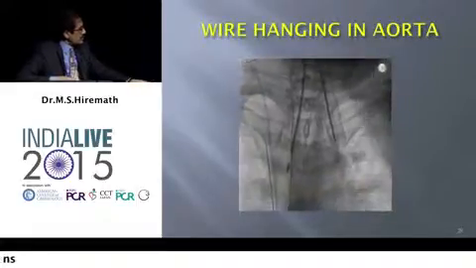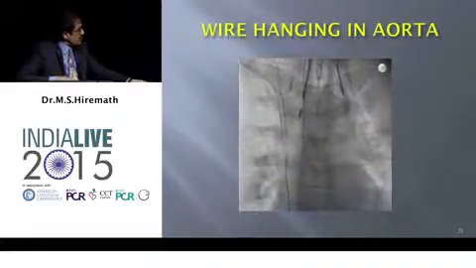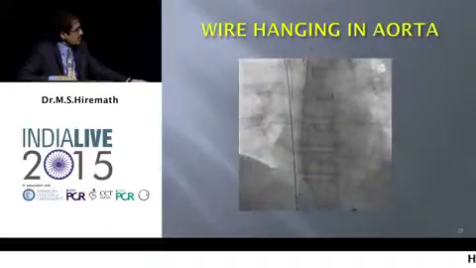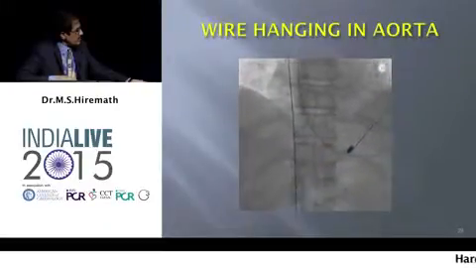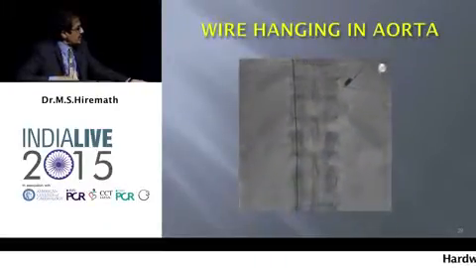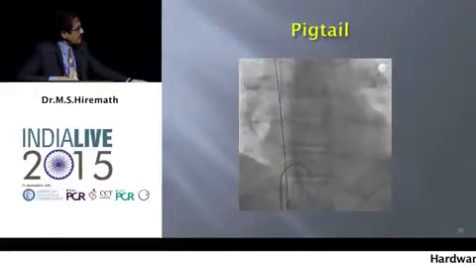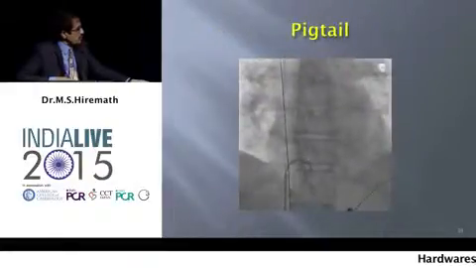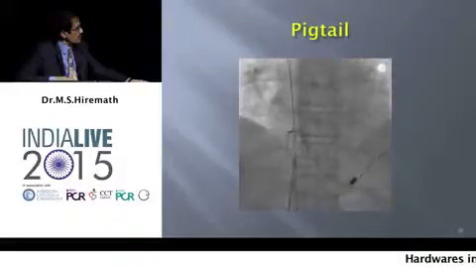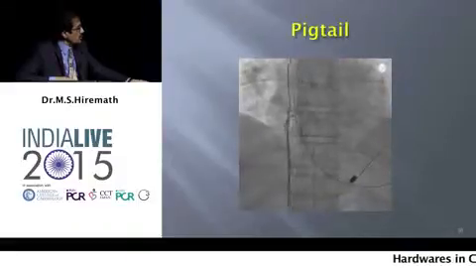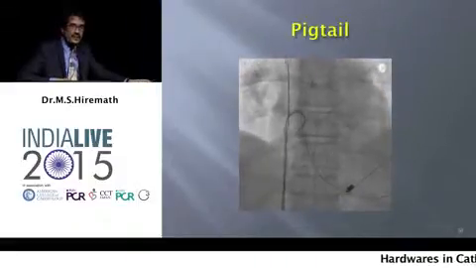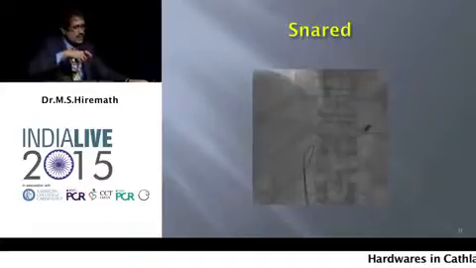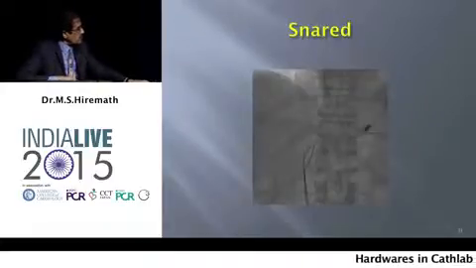What about the left wires? You can see a wire which was left in the IVC going down to the SVC. So we initially used a pigtail catheter, made a loop, and tried to catch it. Didn't work, so we picked up a snare, and you can make out that you're able to bring it out very easily with a snare.